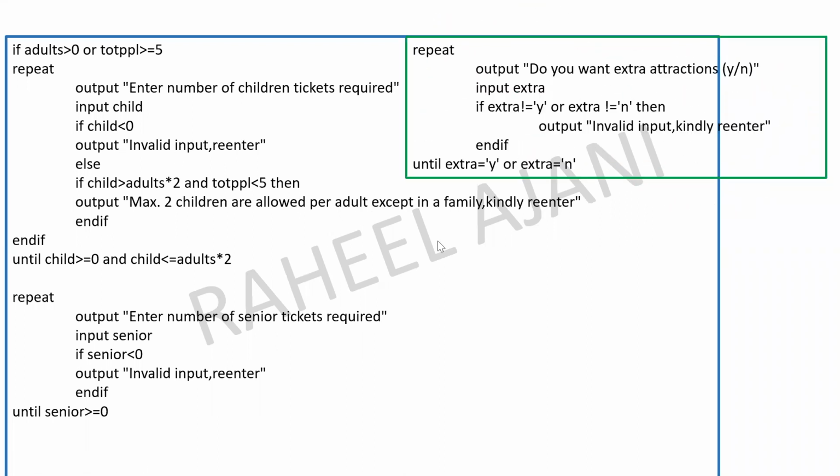Now the next part is about extra attractions. The question says there are some extra attractions also available, but that's optional. If you wish, you may go for the extra attractions, or you may say no. So here is the question in the output: Do you want extra attractions? If I say Y, then it will proceed ahead. If I say no, still it will proceed ahead, but I will not get those options for extra attractions. And if I enter anything other than a Y or an N, I will get an error message. So again, a validation check is performed even for extra attractions.